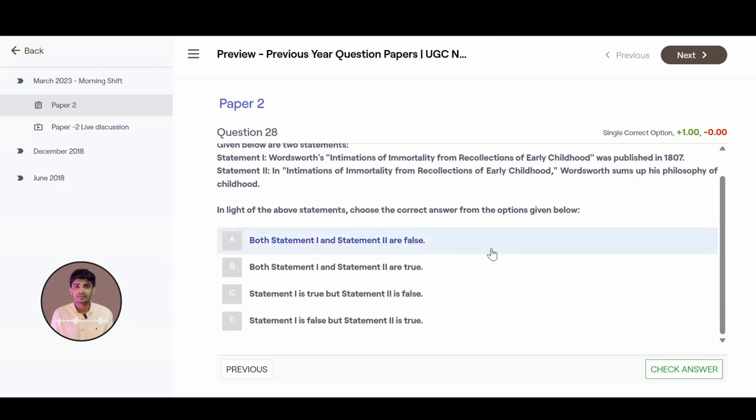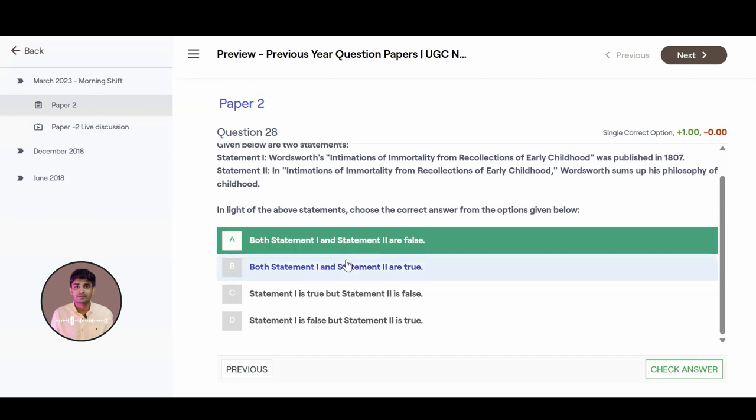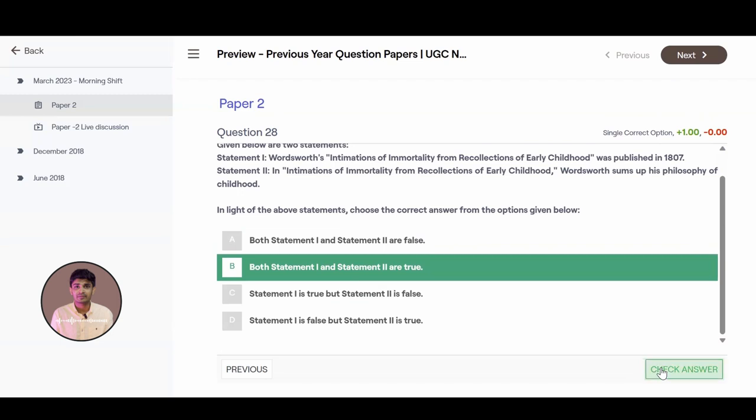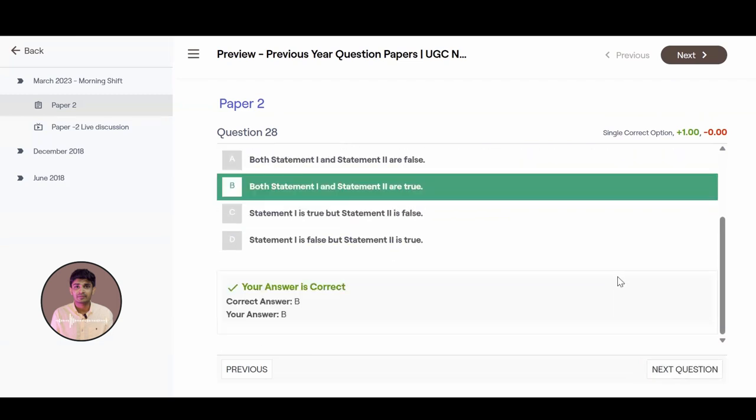1 and 2 are false. 1 and 2 are true. 1 is true, but 2 is false. 1 is false, but 2 is true. Can you give me the answer? Let's go with B. B is the answer. Both these statements are true.